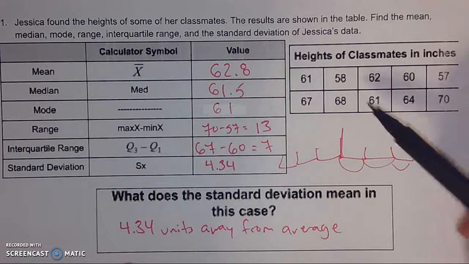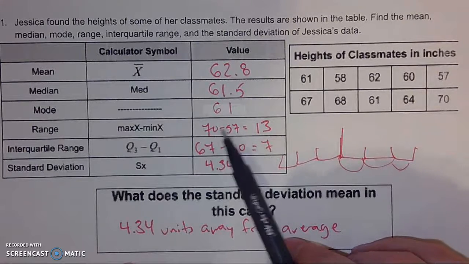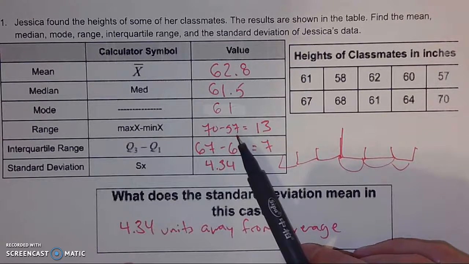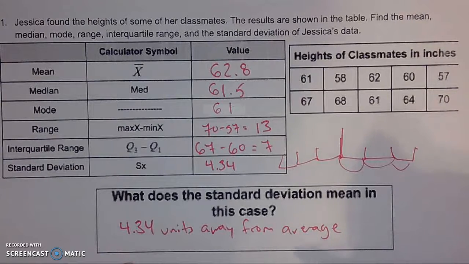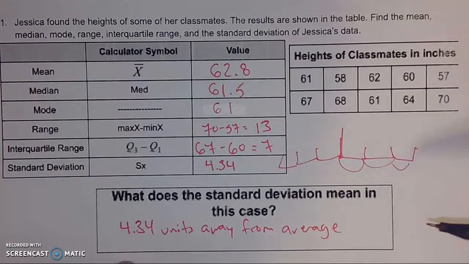But it's a pretty small number, so it means that the data is pretty close together. I mean, my highest was 70, my lowest is 57, so the data is pretty close together, so you don't really need that much of a jump to get from the average to the high or to the low.